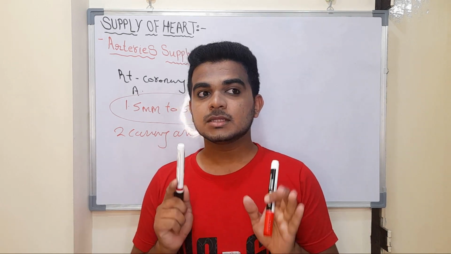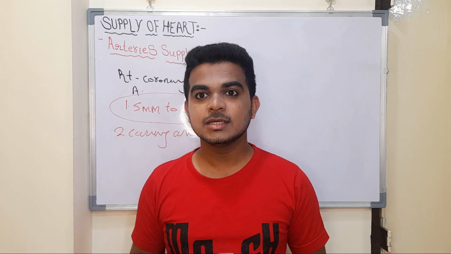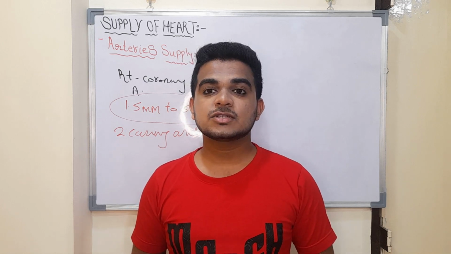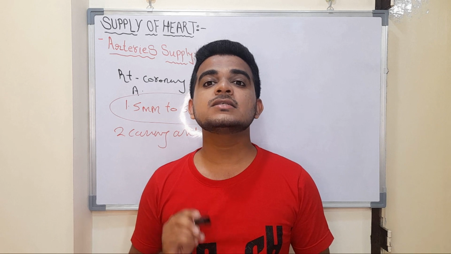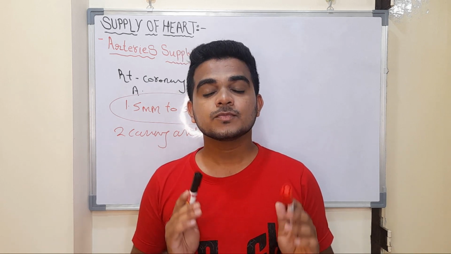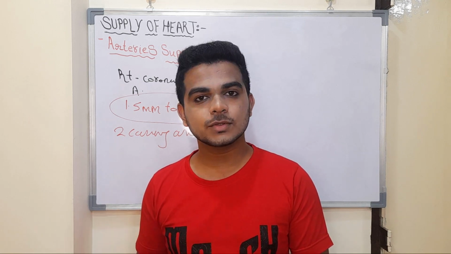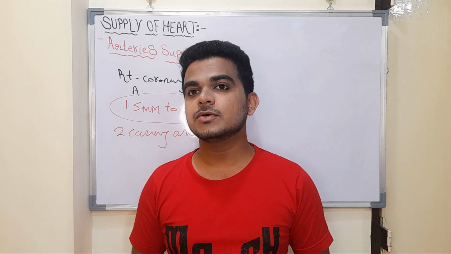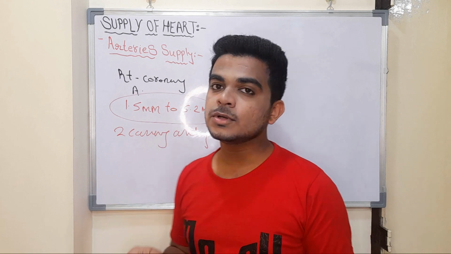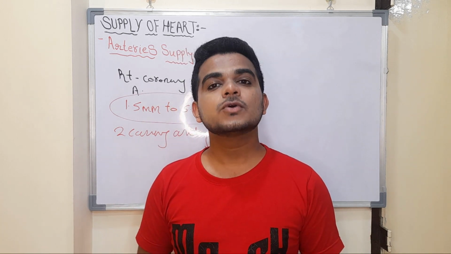One more point: the right coronary artery is smaller than the left coronary artery. In examinations, MCQs are asked every time on which coronary artery is larger or which is smaller. So student, the right coronary artery is smaller than the left coronary artery. This is one point. Then the diameter will also be asked: 1.5 to 5.2 mm. So these are the points and features of the coronary artery.